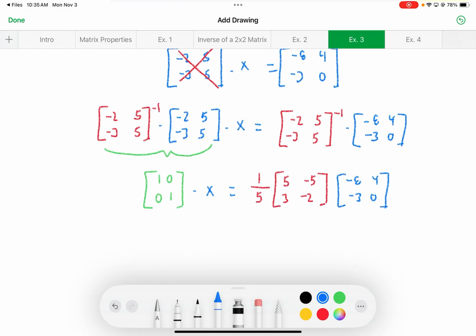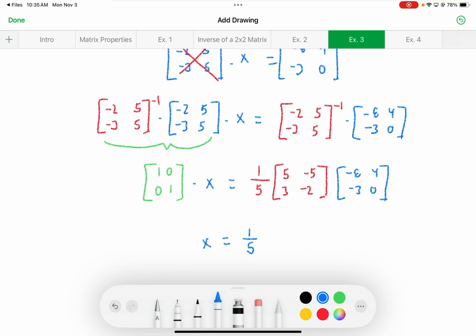All right, now the identity matrix that's in green there, if you multiply it by matrix X, you're just going to get matrix X, right? Okay, let's save the scalar of 1/5 for the end here. And then I'll multiply the red matrix by the blue matrix there. It's going to create a 2 by 2.